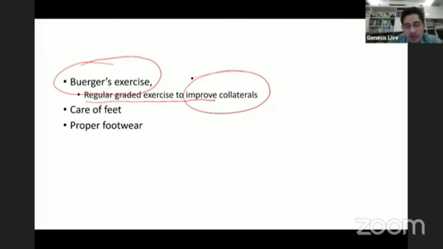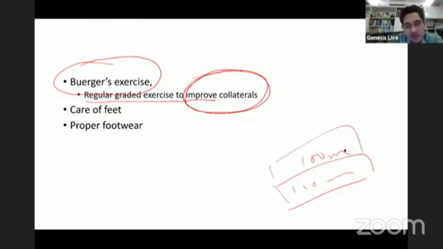Remember, in case of Buerger's disease, the whole aim of the treatment is the collaterals, because it is an irreversible disease. The vessels are gone. So what we are trying to do is improve the circulation by treating the collateral circulation. So ask the patient to walk each day. It's graded exercise. Maybe the first day 100 meters, then after 1 month maybe 110 meters, something like that.